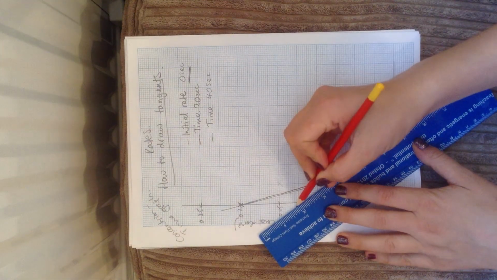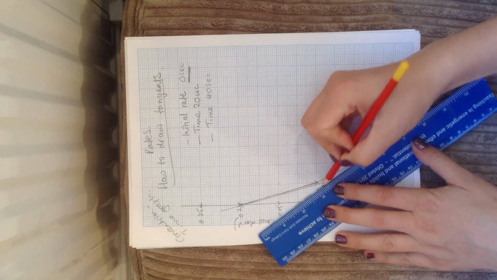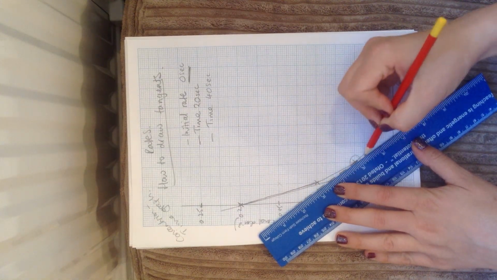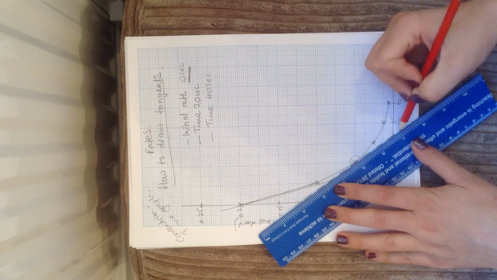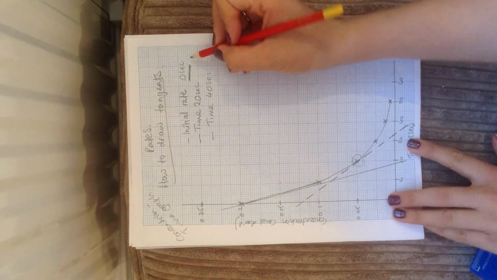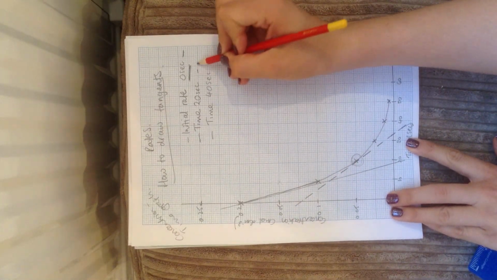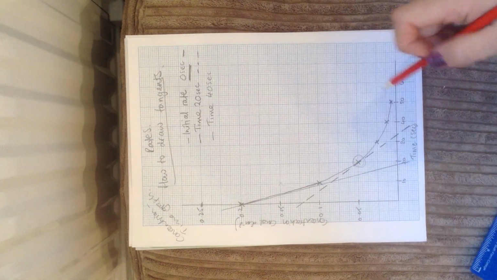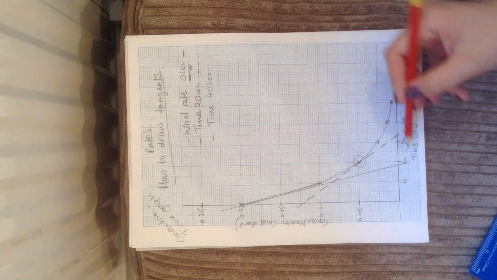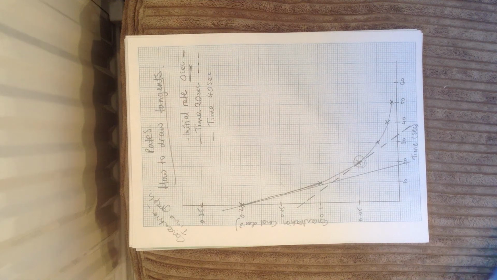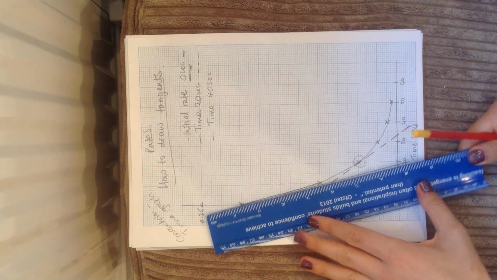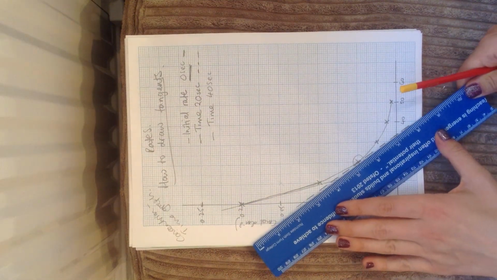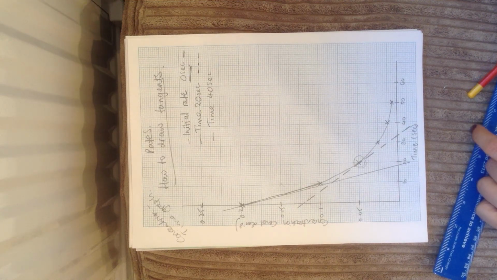So again, crossing both axes. We're doing this as a dash so you can see the difference, okay? So we've got straight line, we've got dash line. That's now my tangent for time 20 seconds. You see how the gradient is going to be varying slightly, okay?